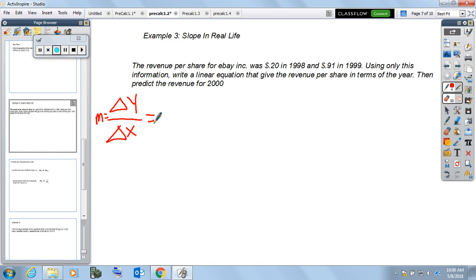Y is going to be revenue, right? Why is revenue happening? Because of the year that you're in. Think about what's changing: it is the year, and what is causing the value to increase? The year. And so what we're really looking at is the new revenue minus the old revenue, that's our change in y, over the new year minus the old year, or the starting point.